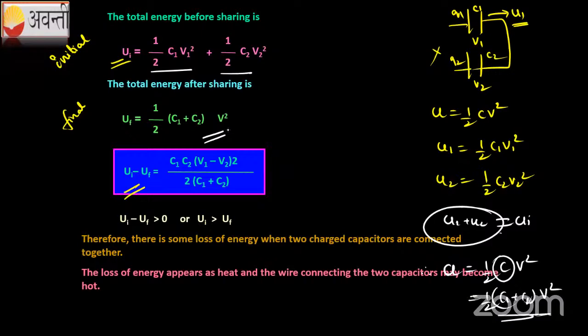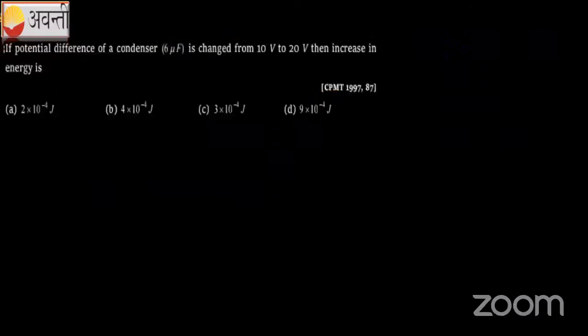First, I will explain the problem. The potential difference of a condenser. They are saying condenser. Condenser is nothing but basically, guys, a capacitor itself. The capacitance will be 6 microfarad and the potential goes from 10 to 20 volt. Means 10 volt initially, and it increases up to 20 volt. Now they are asking the increase in energy. What is the value of the energy? I will give you exactly 2 minutes. Try once and let me know what is the correct answer among these 4 options.